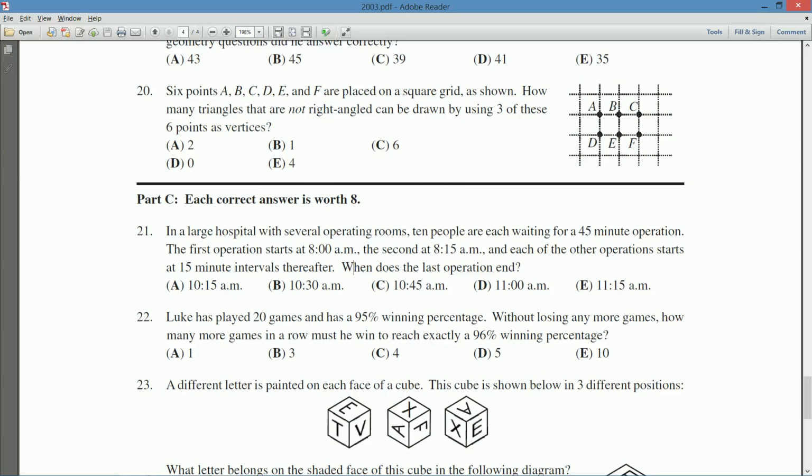Okay. So, to figure out when the last operation ends, we know that each of these operations are 45 minutes. Being that they are the same amount of time, the last operation to end will be the last operation to get going. So it's 10 people waiting, each of them waiting for the operation, so the 10th operation is the one we're looking for. If we know when that starts, we can figure out when it ends by adding 45 minutes onto that start time. So now the question becomes, when does that 10th operation start?